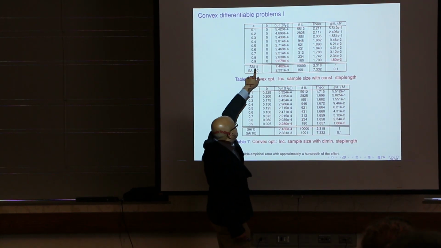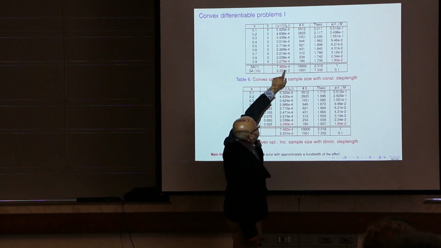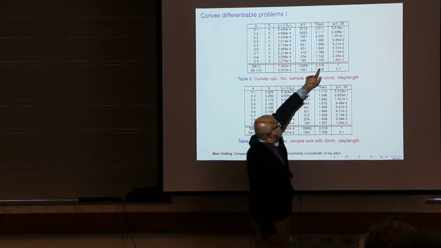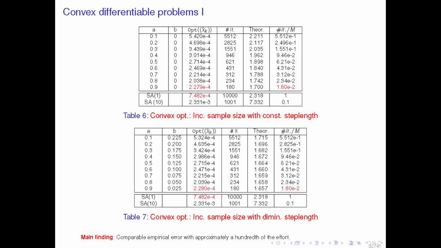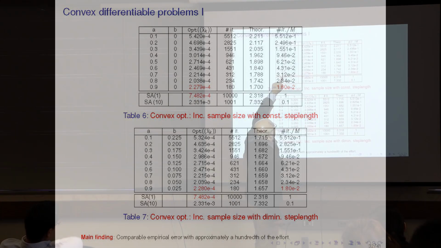So if I use standard stochastic approximation, I get 7.5 e raised to minus 4, and that's the theoretical error, 2.318. And how do I get that? That's basically Nemirovsky's bound, which is based on the optimal constant step length. If I use variable sample size where I increase it at k raised to a, and remember the optimal rates come when a gets closer and closer to 1.